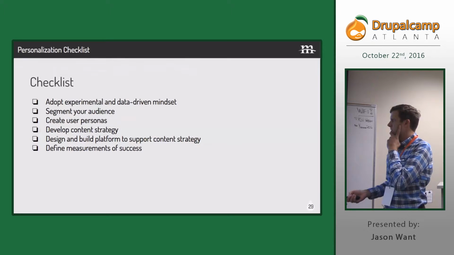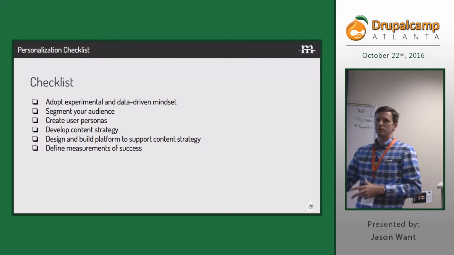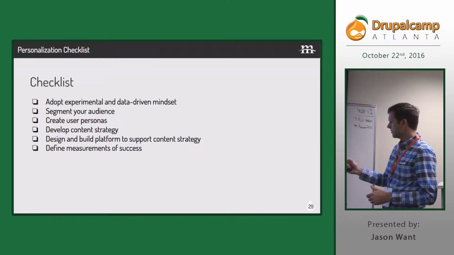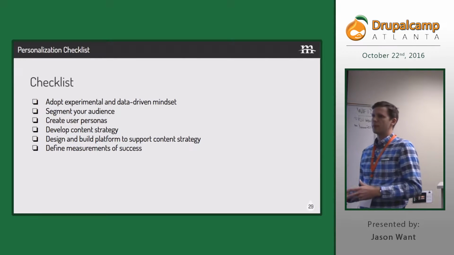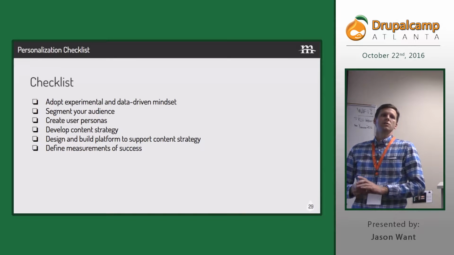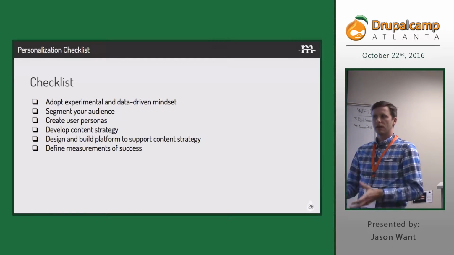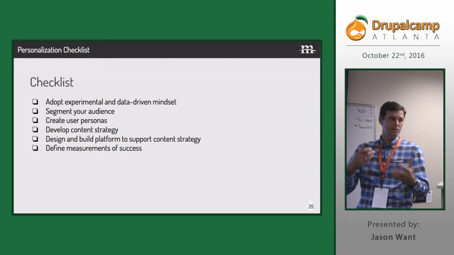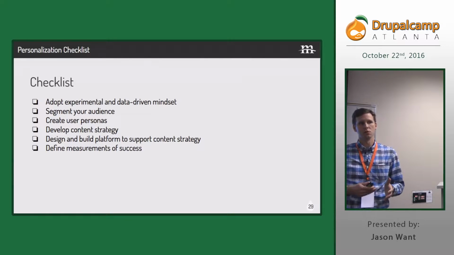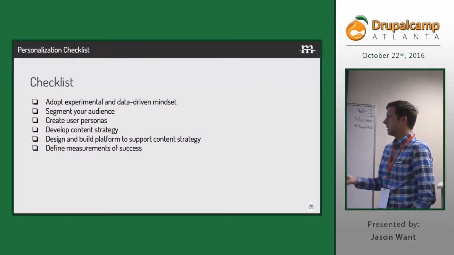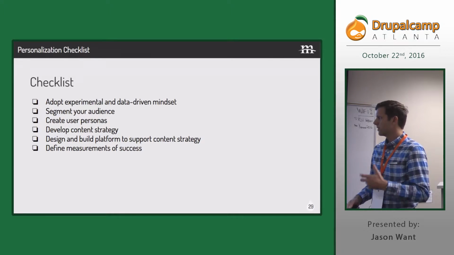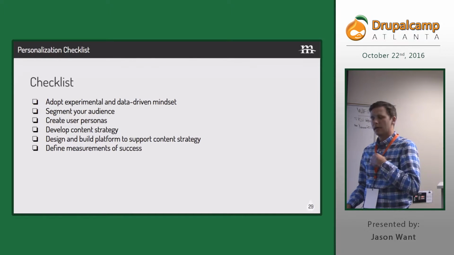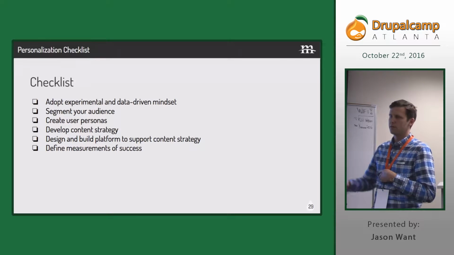So, personalization checklists. These are things that we should do to prepare ourselves to implement a personalized website, and we're going to go through these in more detail. First and foremost, adopt an experimental and data-driven mindset, so that before you start, you look at your analytics and make decisions based on analytics, not on what you think may or may not work. You experiment, but you want to have measurable goals to determine whether you're going to continue using it. Segment your audience. We talked about that a little bit. Create personas from those segments. Develop a content strategy, and then design and build the platform. And then, coming back to the data, define your measurements of success.